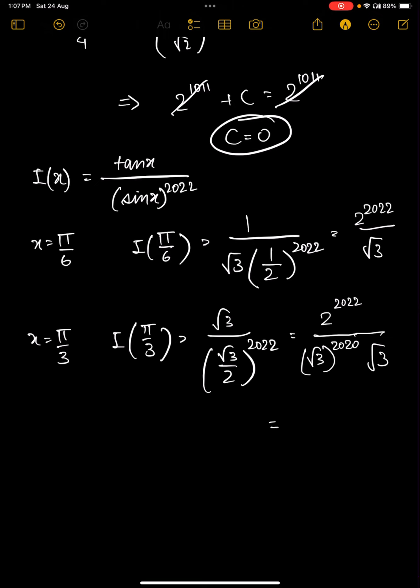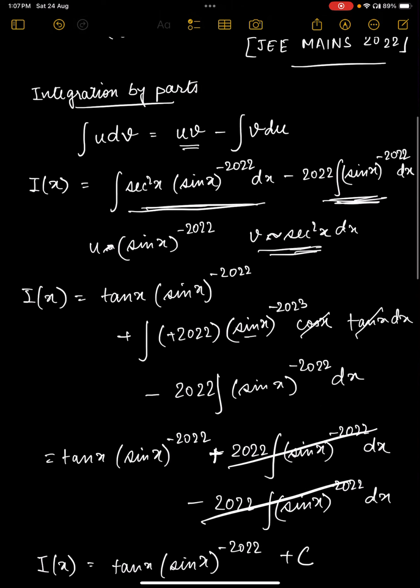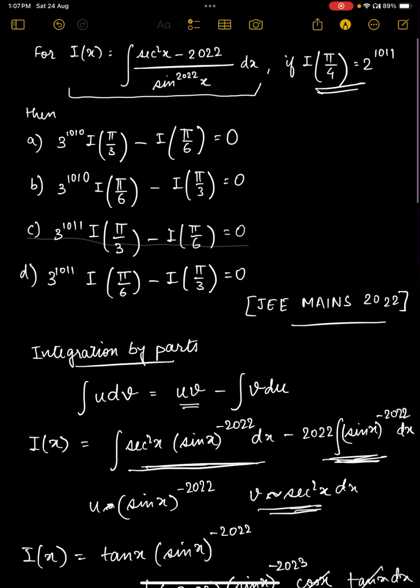Now this you can rewrite as 1 by 3 to the power 1010 times I of pi by 6. This part of the term is I of pi by 6. So we have got our final answer, that 3 to the power 1010 I of pi by 3 minus I of pi by 6 is equal to 0. Let's see which option is correct, and we do find that option A is correct.